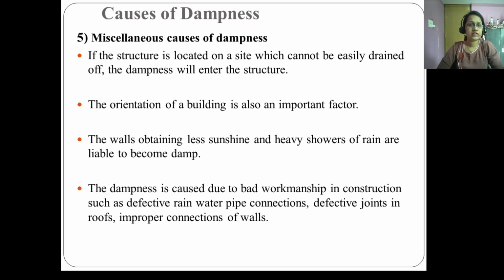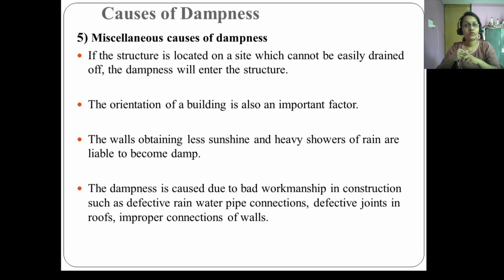Then we have the miscellaneous causes of dampness, like poor drainage at the building site. Imperfect orientation, like walls getting less sunlight and heavy showers, may remain damp. Imperfect roof slope, especially in the case of flat roofs, then defective construction, imperfect wall jointings, joints in the roofs, defective throating, etc. Then absorption of moisture by the walls from defective rainwater pipes.